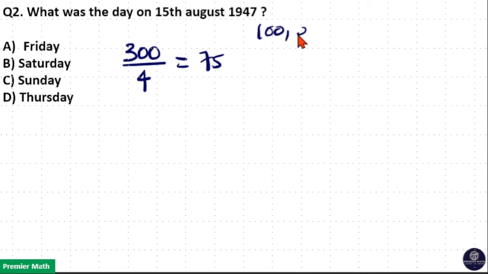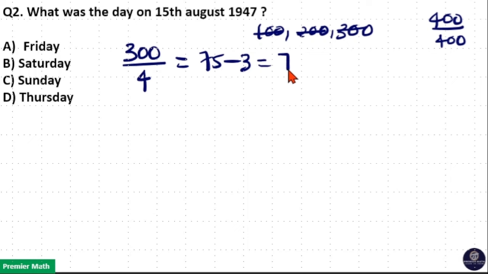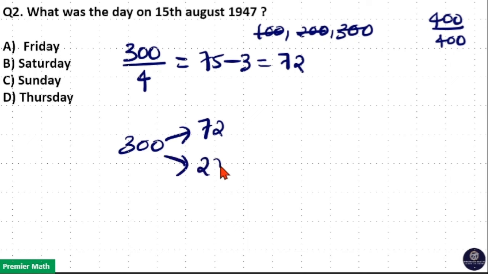But here 100, 200, 300 are century years. For a century year to be a leap year, it should be divisible by 400. Here 400 is a leap year, but 100, 200, 300 are not divisible by 400. So these three are not leap years. So subtract these three from 75, which will give you 72. That is, in 300 years, there are 72 leap years and remaining 300 minus 72 is 228 non-leap years.